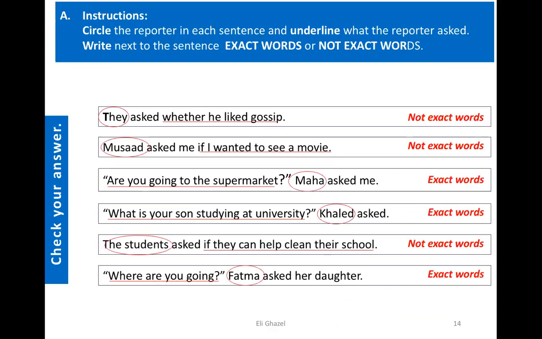They asked whether he liked gossip, not the exact words. Musad asked me if I wanted to see a movie, not the exact words. "Are you going to the supermarket?" Maha asked me, exact words. "What is your son studying at university?" Khalid asked, exact words. The students asked if they can help clean their school, not exact words. "Where are you going?" Fatma asked her daughter, exact words.